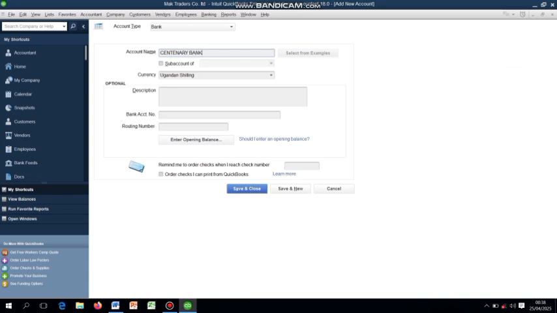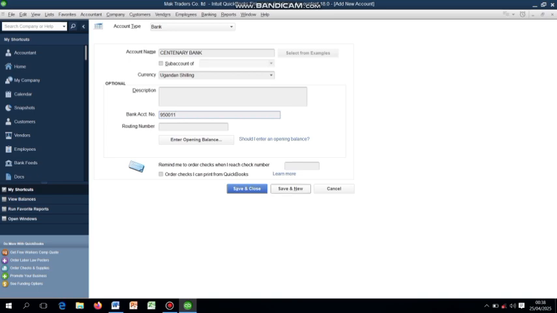Centenary Bank. The reporting currency is Uganda shillings. No opening balance, but it has an account number, which is 950011. Yes, that's our number. So I'll save that number.